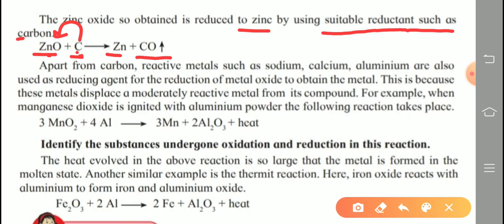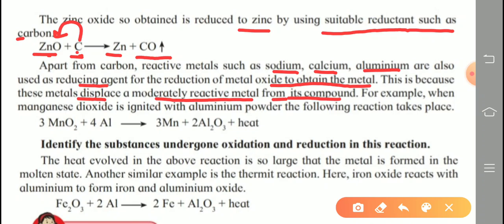Apart from carbon, reactive metals such as sodium, calcium and aluminium are also used as a reducing agent instead of carbon for the reduction of metal oxides to obtain metal. This is because these metals displace a moderately reactive metal from its compound, means a displacement type of reaction occurs there. All are getting? Why are these reactive metals used instead of carbon? Because a displacement reaction occurs.